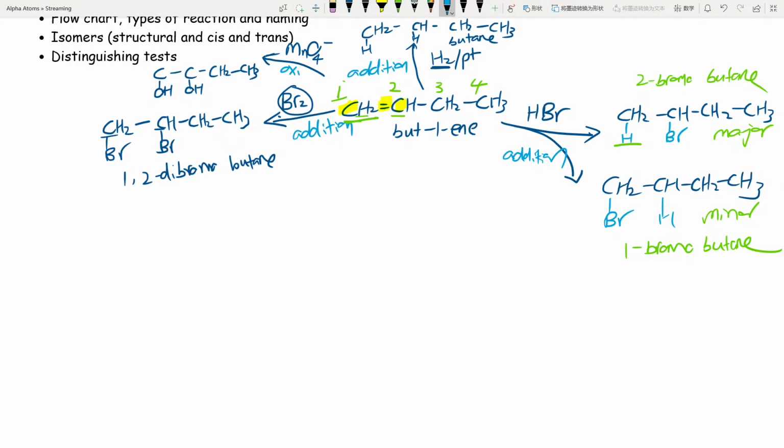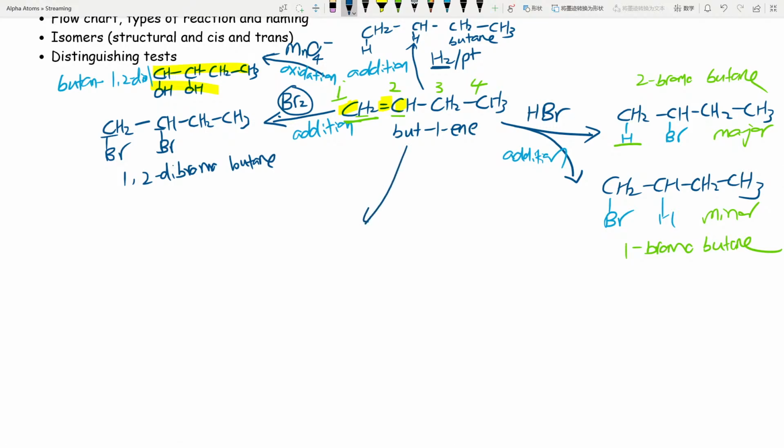Okay, so this is an oxidation reaction. You break the double bond. With the alkenes, you always break the double bond, and make sure every single carbon has enough hydrogen. So what I just drew is a diol, and that's called butane-1,2-diol. Diol means 2 OHs, like dibromo. This is diol. Okay, so that's the oxidation reaction.